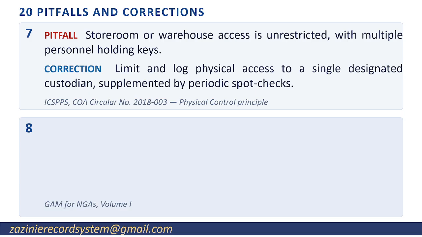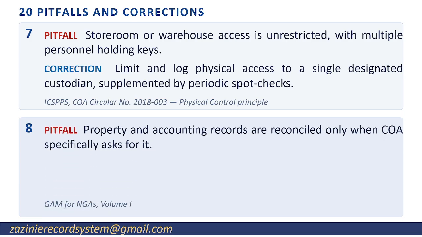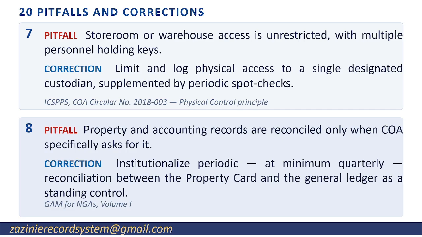Number 8. Pitfall: Property and accounting records are reconciled only when Commission on Audit specifically asks for it. Correction: Institutionalize periodic, at minimum quarterly, reconciliation between the property card and the general ledger as a standing control. Next slide.